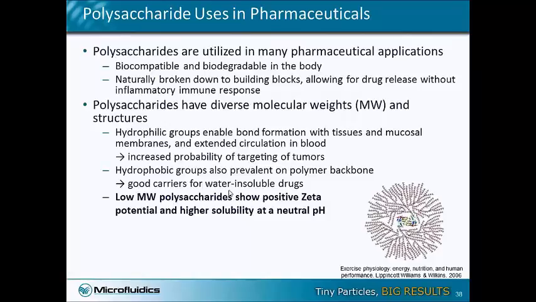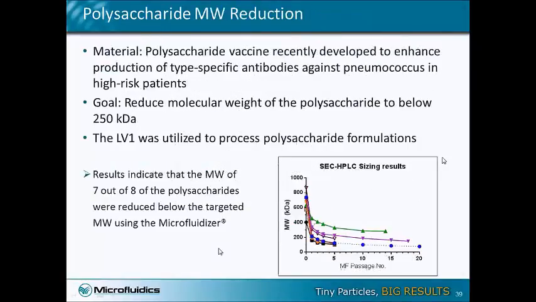The driving force to reduce the molecular weight of polysaccharide is that low molecular weight polysaccharides show positive zeta potential and higher solubility at a neutral pH. This is an example where we're trying to reduce a polysaccharide with the molecular weight down to 250 kilodaltons.